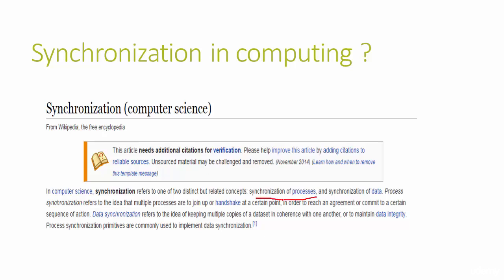Okay, so what does that mean? Process synchronization refers to the idea that multiple processes are to join up or handshake at a certain point in order to reach an agreement or commit to a certain sequence of action. So synchronization basically means following some rules or handshaking on something to accomplish a certain task.